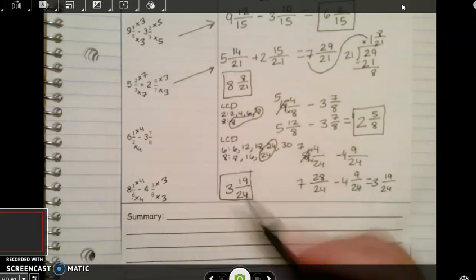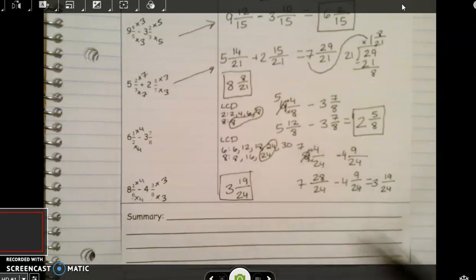So I want you just to describe in your own words here, how do we regroup? You don't even have to talk about finding the common denominator. How do you know when you regroup? Okay, do that.